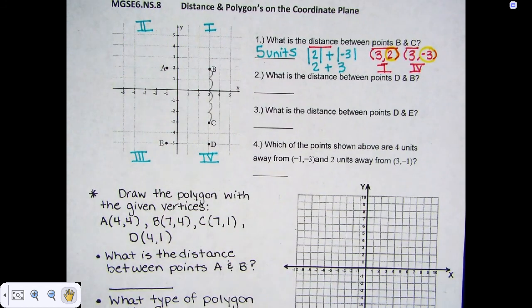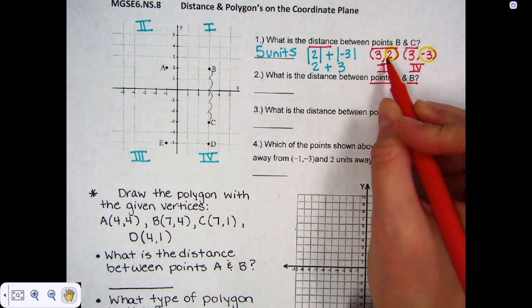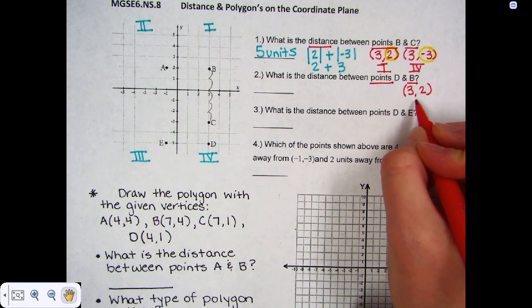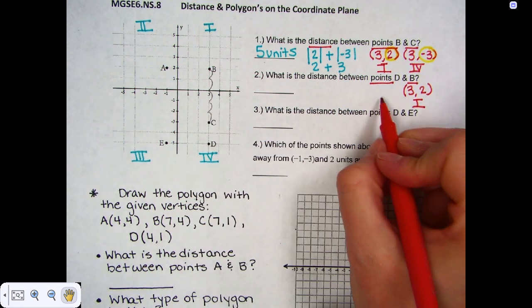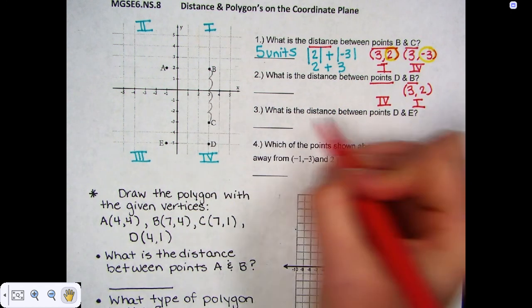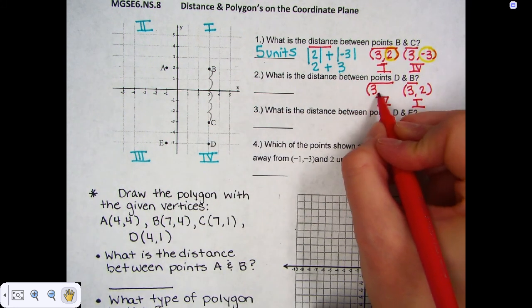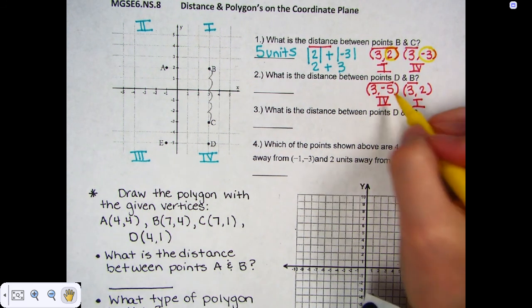Number 2 says, what is the distance between points D and B? Well, we just used point B, so I'm going to rewrite him just like he is in quadrant 1. Then I'm going to find point D. He's down here in quadrant 4, and he is at ordered pair 3, -5. So again, I need to find which one of their values, x's or y's, differ. And it looks like the y values.